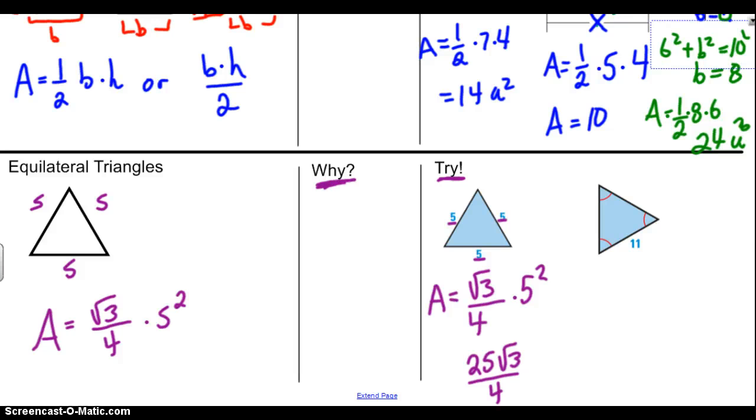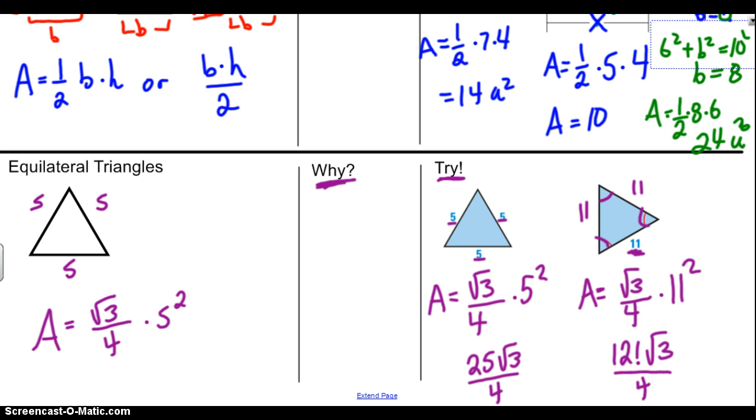Alright, let's take a look. The side length of this triangle is 11, and we know it's equilateral because all the angles are the same, so it's 11 on all sides. Again, we have this special formula only for equilateral triangles that says it's the square root of 3 over 4 times 11 squared. 11 squared is 121, so the area of this equilateral triangle is 121 square root of 3 over 4. Again, we'll get to the why during next class, but for now, just stick with that formula.